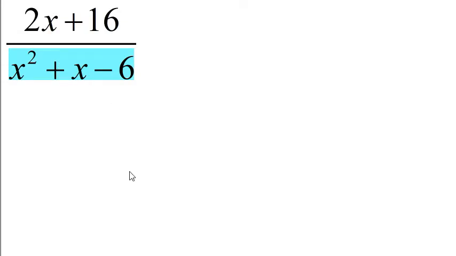Now, first thing I do is I look at the bottom of it and do what? Factor. Factor. Partial fraction decomposition.